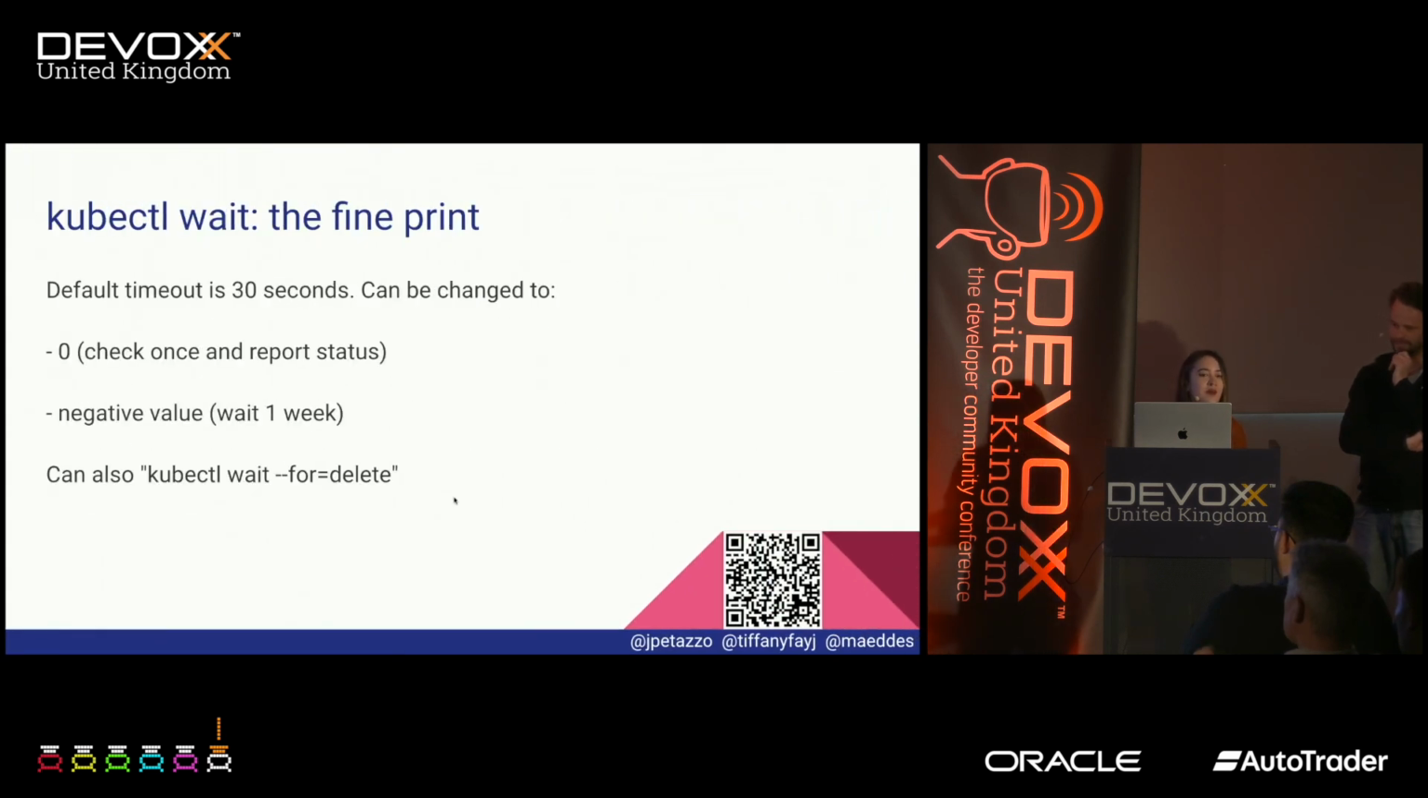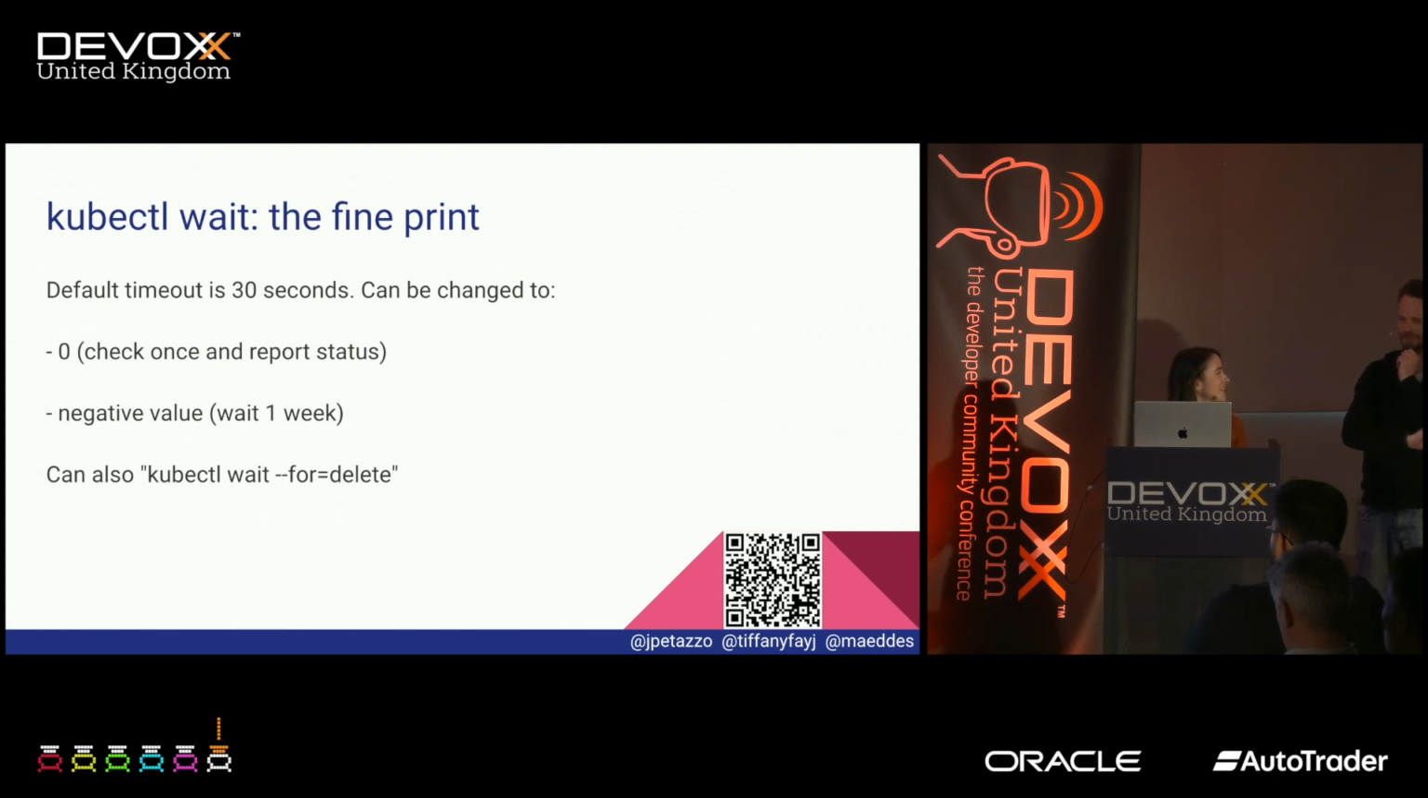Okay, so there's a few things that you need to know when it comes to kubectl wait. For one, the default timeout is 30 seconds. We saw earlier that we did run into a timeout based on internet connectivity. You could have zero, which basically goes and just checks once and reports the status.